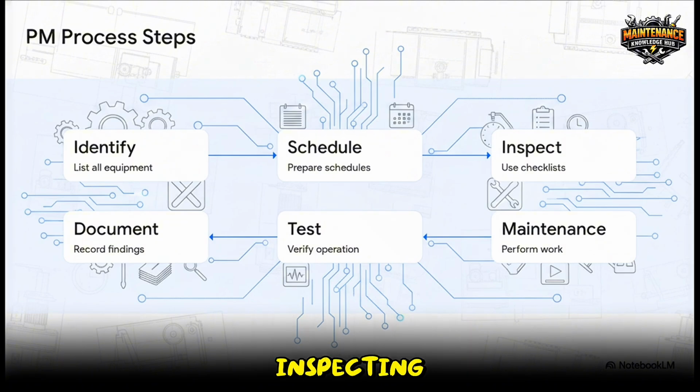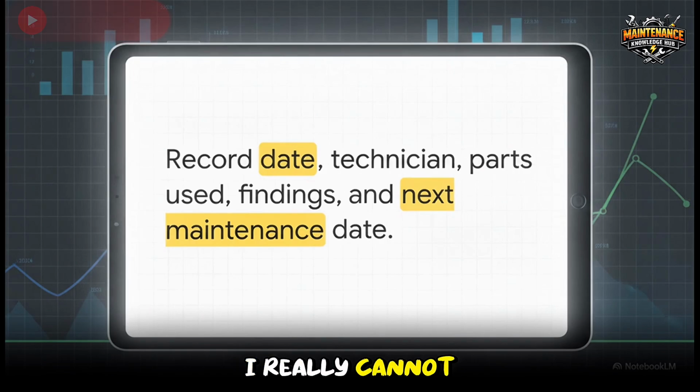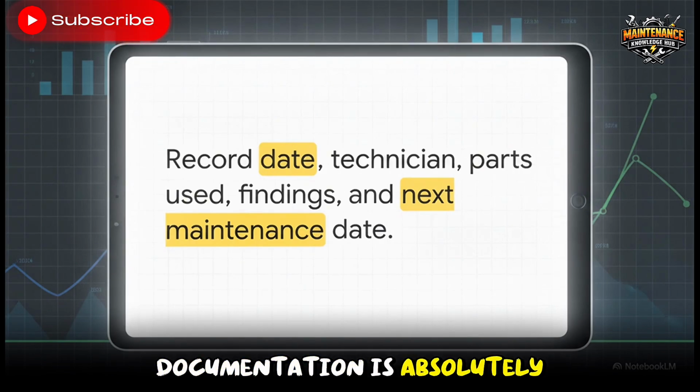Step 3 is inspecting via those checklists we just talked about. Step 4 is performing the actual maintenance work. Step 5 is testing the operation to make sure everything is working smoothly. And Step 6, document everything. I really cannot stress this enough. Step 6, the documentation, is absolutely crucial.